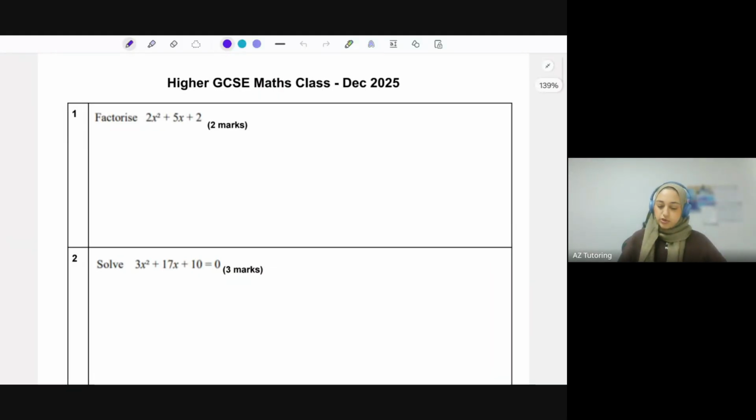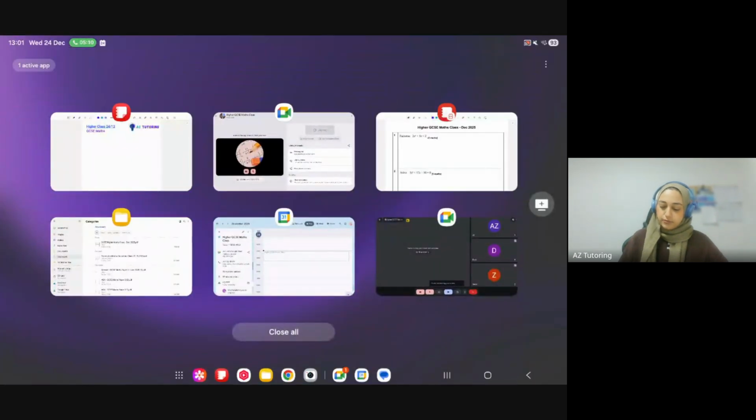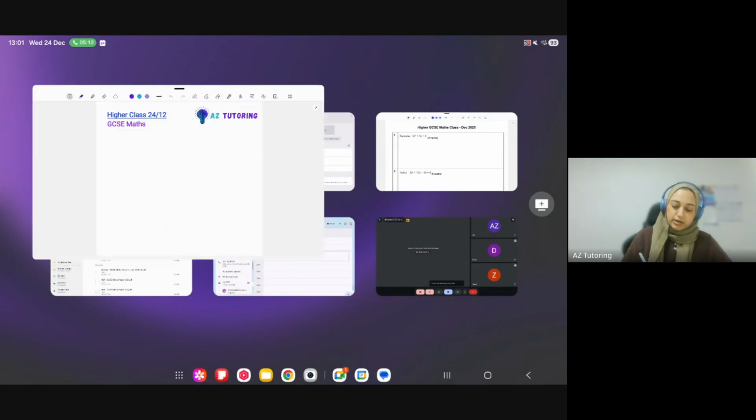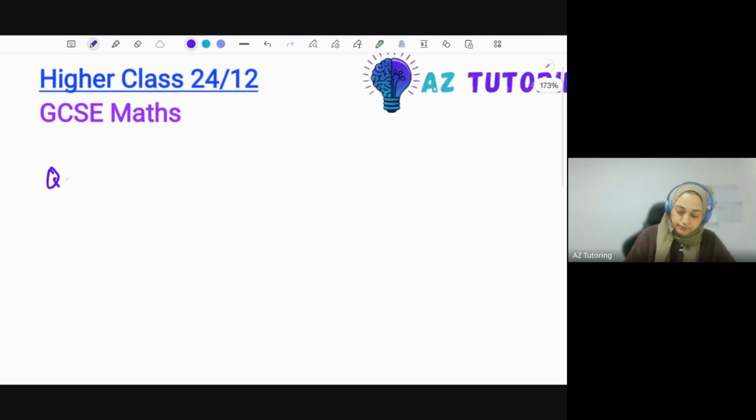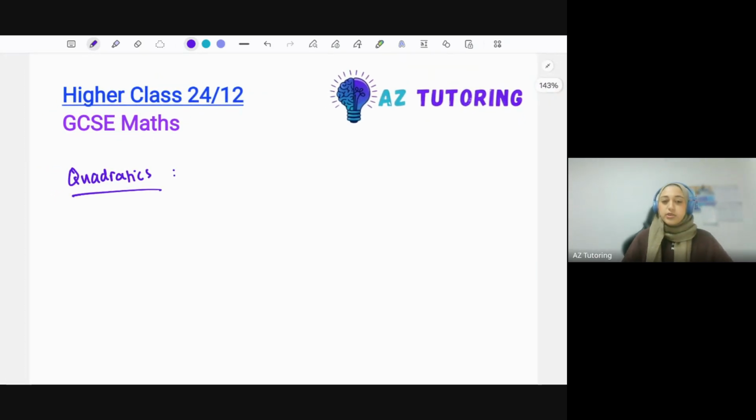Okay, so we're starting off with quadratics first. So let's go over a bit of background about quadratics. What exactly are quadratics? A quadratic is an equation of the form y equals ax squared plus bx plus c, where a, b, and c are numbers. So it's something with x squared, something with an x, and a number.